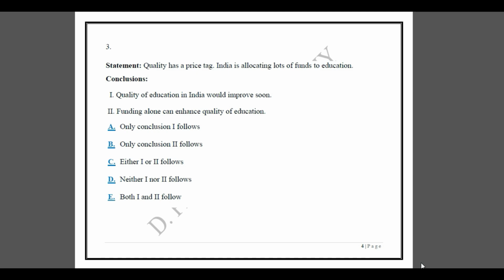Now let us read the first conclusion. Quality of education in India would definitely improve. It is 100% true. Go to the second conclusion. What is that? Funding alone can enhance quality of education. There are so many countries who have invested huge amount in education, but still they are developing or underdeveloped countries. So funding alone will never decide the quality of that particular country in education. So what is the answer for this? The answer is only conclusion 1 follows. So shall we move on to the fourth illustration?